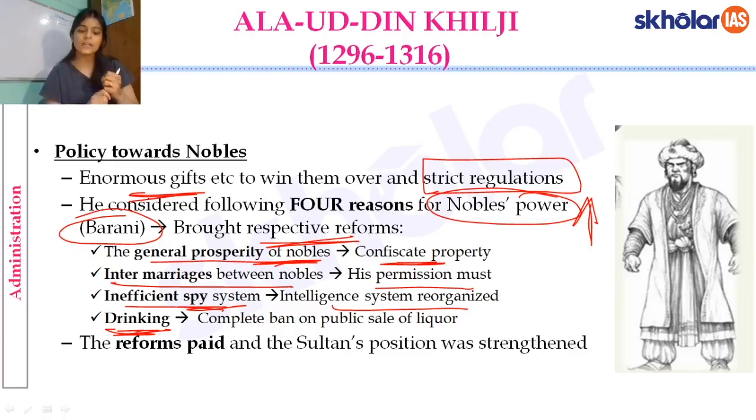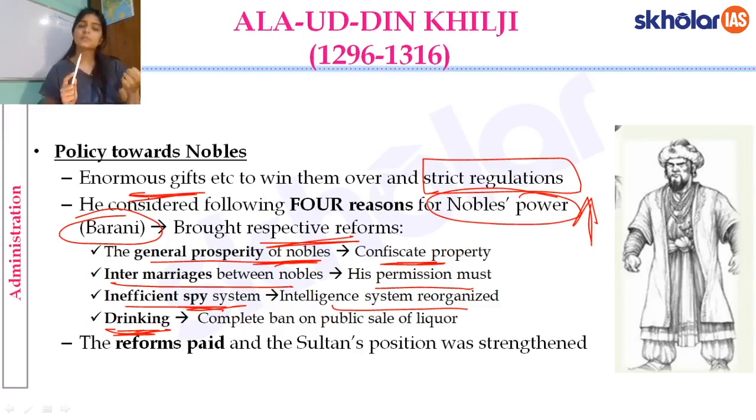You've understood, right? So I'll just repeat quickly. The 4 reasons are: nobles are rich, nobles are intermarrying amongst themselves, the spy system is not efficient enough, and drinking. These were the 4 reasons for the power of the nobles.